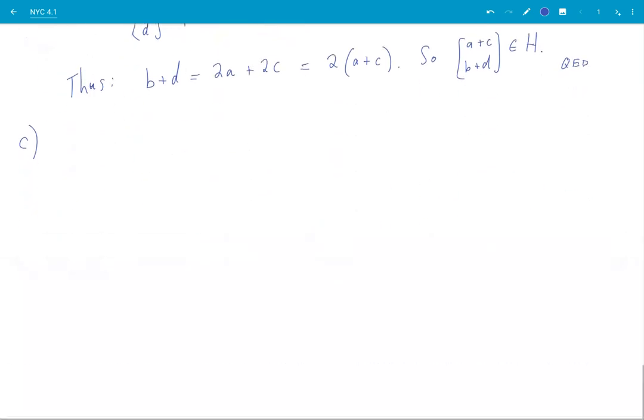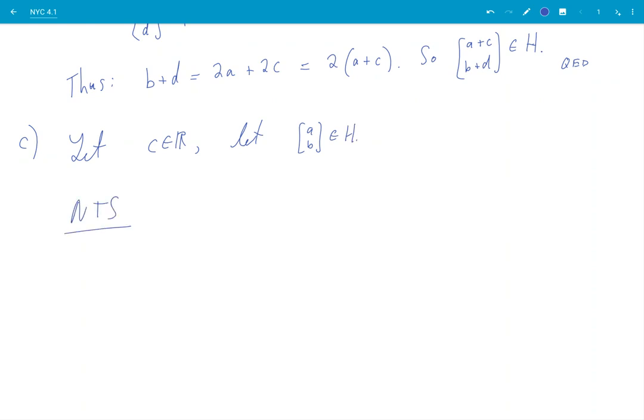Part C. I'm going to prove that, need to show that, no, let's start over here. Let c be a real number, and let (a, b) be in H. Now I'll do my NTS. I need to show that (ca, cb), this scalar multiple, is still in H. I don't escape H.